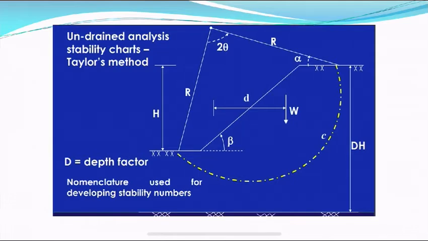This is the D, which is the horizontal distance measured from the center of gravity of the weight of this entire portion to the center of rotation. So D is nothing but the depth factor, which is normally used for developing the stability charts.